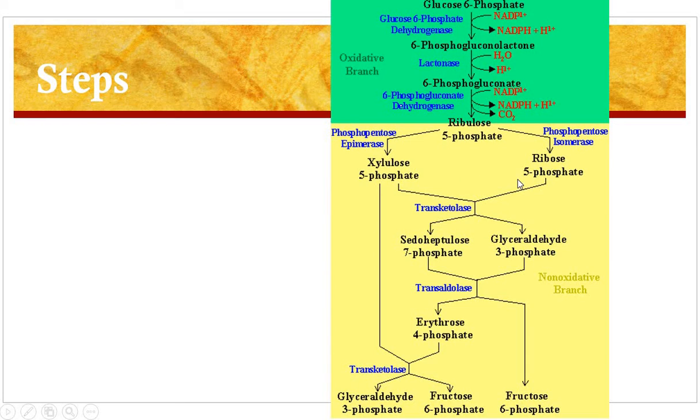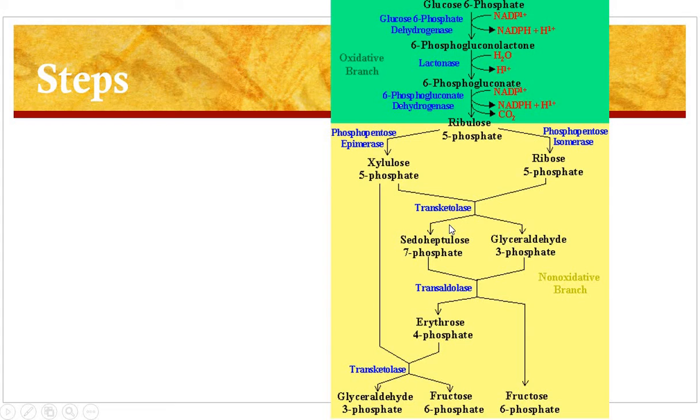Now in step number 5, there is a transketolase enzyme reaction. This transketolase enzyme is a thiamine pyrophosphate, that is TPP dependent enzyme. It transfers a 2 carbon unit from xylulose 5-phosphate to ribose 5-phosphate to form a 7 carbon compound, that is sedoheptulose 7-phosphate, and glyceraldehyde 3-phosphate. Transketolase is an enzyme which transfers the group from a donor ketose to an aldose acceptor.